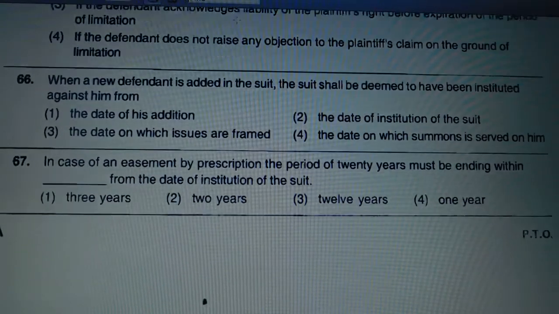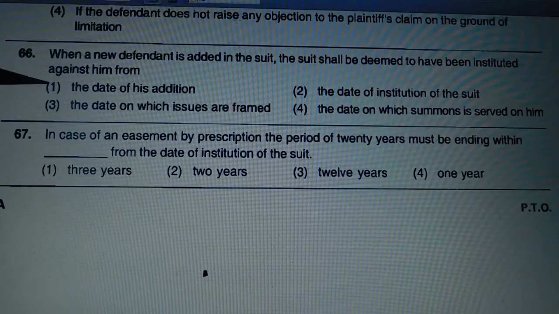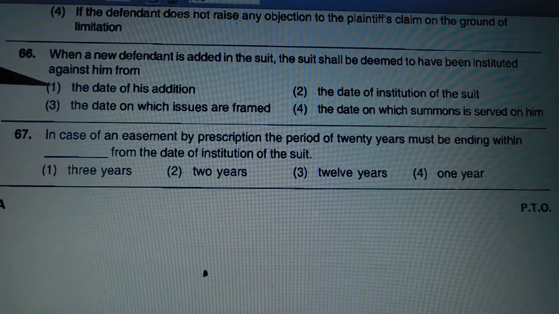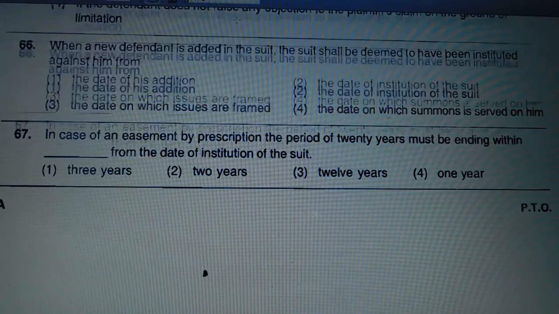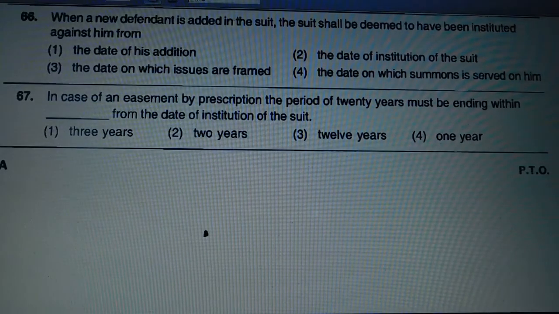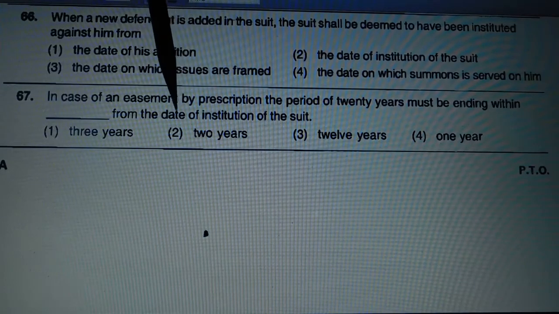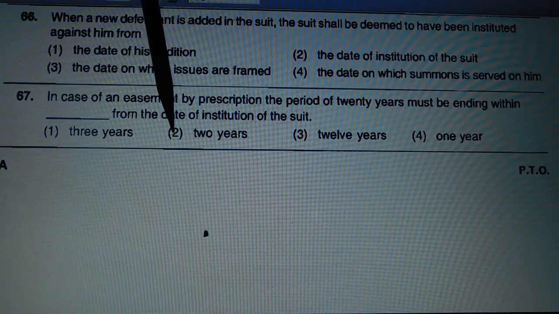Question number 66. When a new defendant is added in the suit, it shall be deemed to have been instituted against him from. The answer is the date of his addition. Question number 67. In case of an easement by prescription, the period of 20 years must be ending within dash dash from the date of institution of the suit. The answer is 2 years.